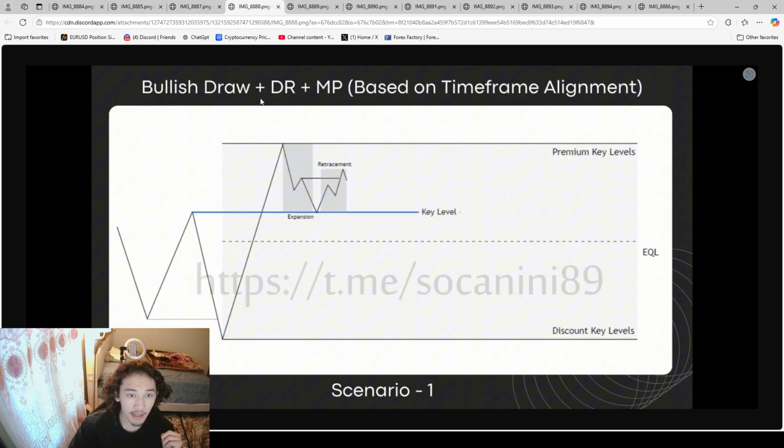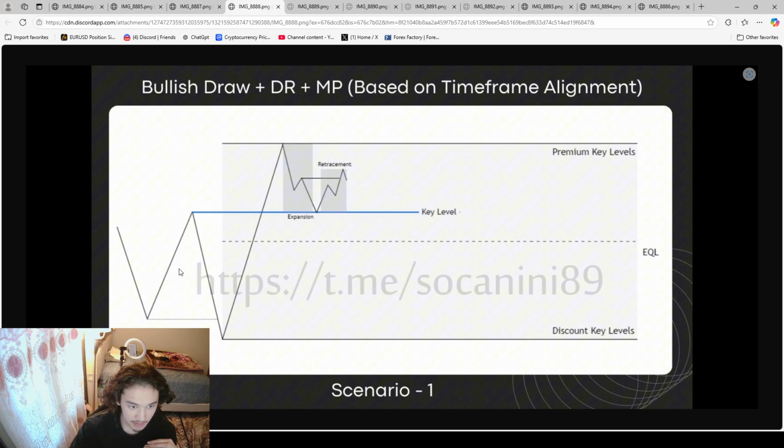Bullish drawn liquidity. So basically, the bullish market is going up constantly, plus bullish dealing range plus market profiling, right? Based on time frame alignment. So if you have an hourly key level, your market profiling is going to be in a 5 minute. If you have a 4 hour, 10 minute. If a daily, hourly, right?